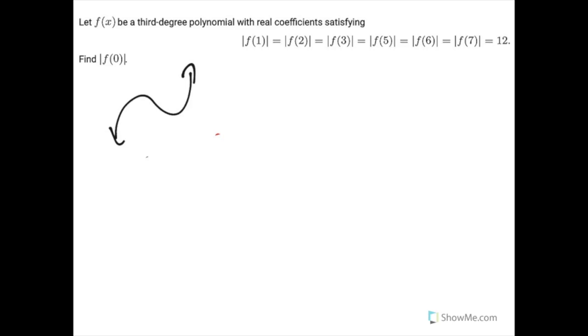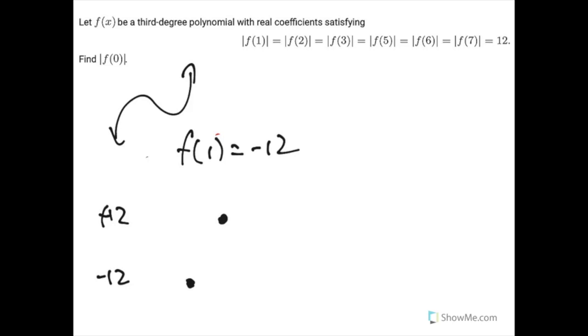So suppose that f of 1 is equal to negative 12. Is this going to work? If f of 1 is equal to negative 12, it's down here. You might be able to see that f of 2 must be up here with positive 12. So let me take note here.